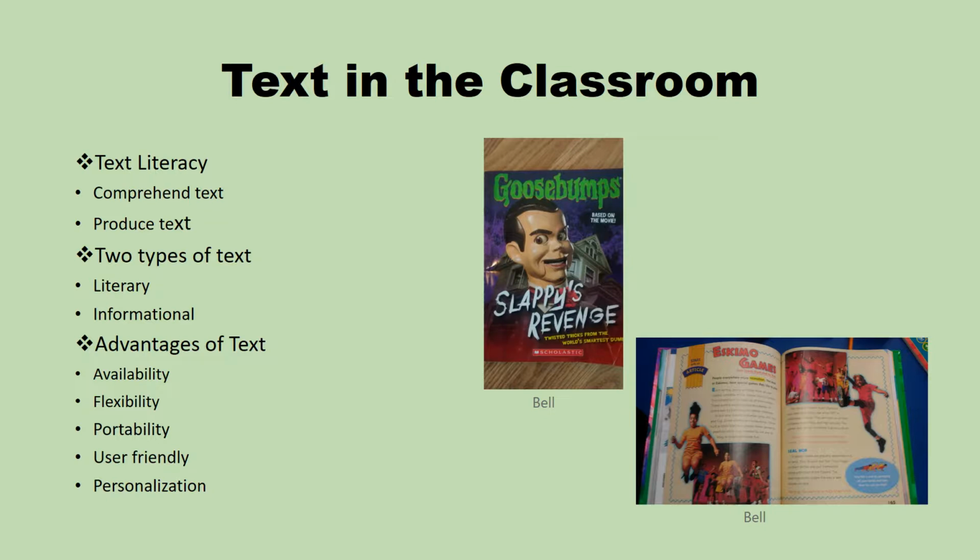Portable means you have mobile devices that you can read your stories on. It's user friendly. It doesn't require any special efforts to be able to read it and to navigate through a lot of these texts. And kids can personalize it. You can use highlighters. You can change the font. You can change the color. So there are lots of advantages to having text in the classroom.